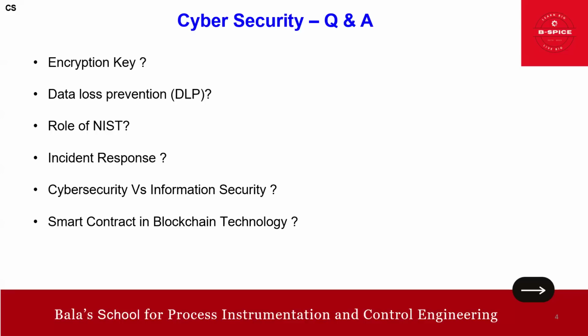Then, what is a smart contract in blockchain technology? You would have heard of blockchain, right? So, what is a smart contract? A smart contract is a self-executing contract with the terms of the agreement directly written into the code. That is the point there. So basically, a smart contract automatically performs transactions without requiring a third party when certain conditions are met. This is called a smart contract in blockchain technology.